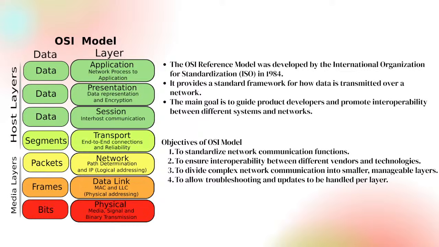Maybe it is about sender to receiver or receiver to sender. If it is sender to receiver, we can say that one layer is giving information to the next layer, and that one to the next one, like a top to bottom approach. And when it comes to receiver to sender, we can say a bottom to up approach is there. So all this can be in a manageable form only, right? And the last one, troubleshooting and updates handled per layer. This is also an advantage or objective of the OSI model.